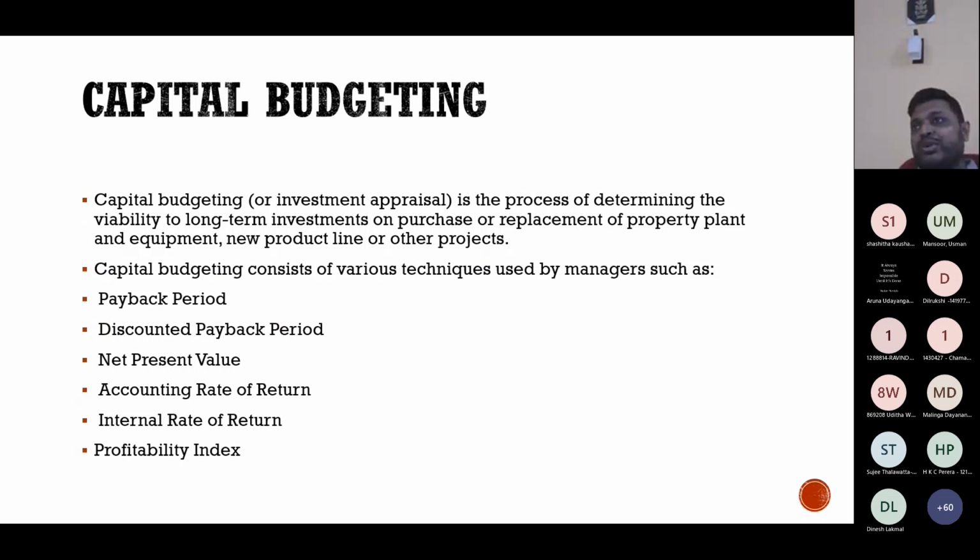Now you need to read the pre-seen. In the pre-seen itself, there are some hints about the proposals. You need to evaluate them and you have to make a decision.